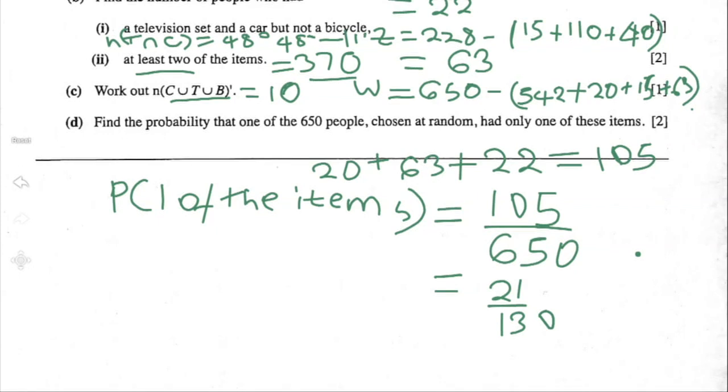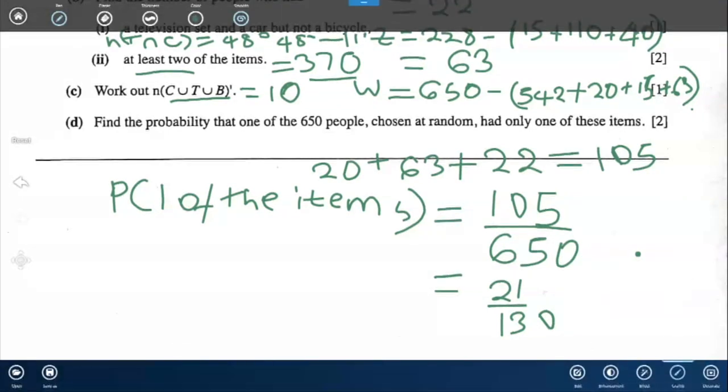So basically to find this probability, you first have to get the number of people with exactly one item. In this case, it will be just 20 plus 63 plus 22. Once you get those with exactly one item, the probability is, you are choosing out of 650 people, so the probability will be only 105 people out of 650 there. And then you can simplify. Looking at the next question here.